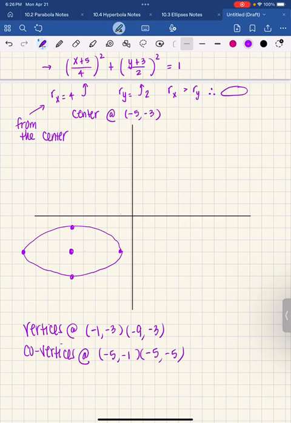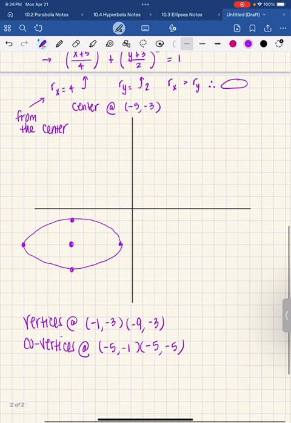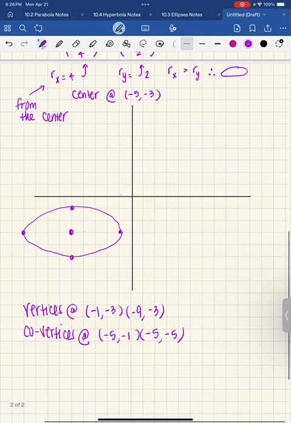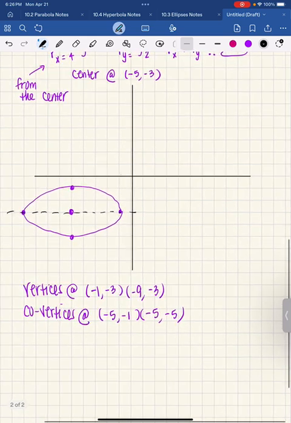Okay, not good enough. Now we have to worry about these things called the foci. The foci are always inside of the ellipse, always. And they always lie on the major axis. So here's my major axis. It's parallel to x. The foci always lie on the major axis. So how am I going to figure out these foci?